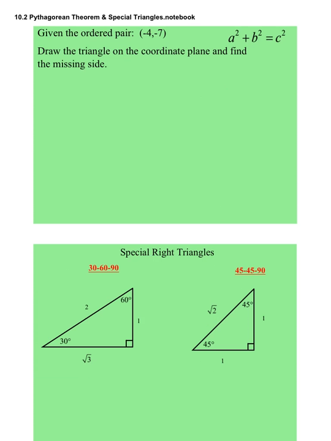We can go ahead and do the same with this next example. Given the ordered pair -4, -7, both our x and y values are negative, so I'm going to have a right triangle that I'm going to draw in the third quadrant. My x value is -4. My y value is -7. Again, I'm going to draw my right angle on the x-axis for my right triangle, and my hypotenuse is going to go from the origin to the point -4, -7.